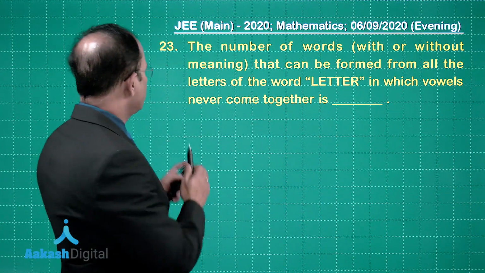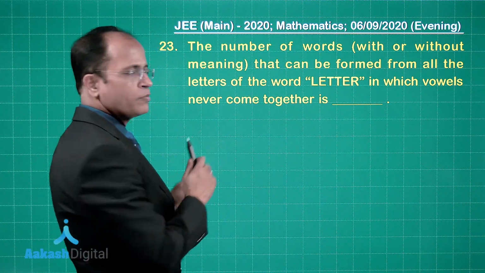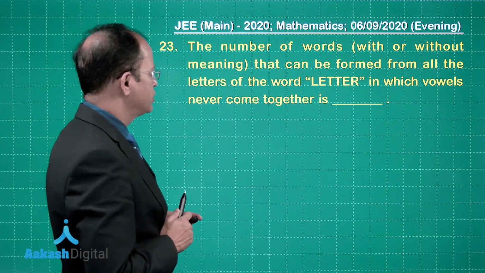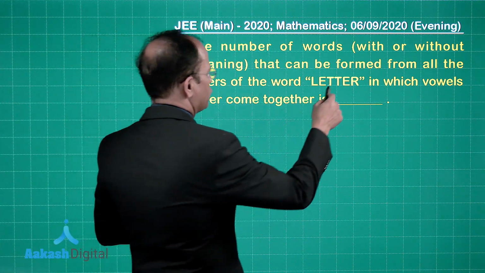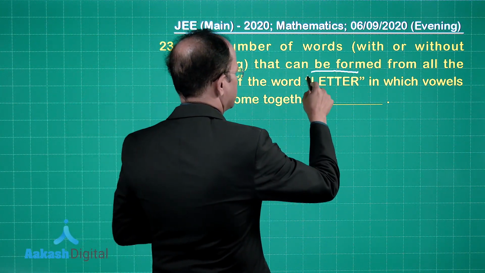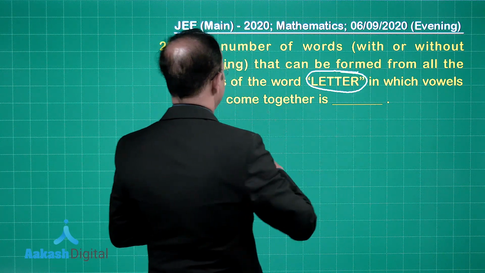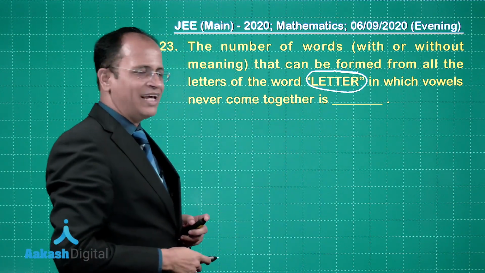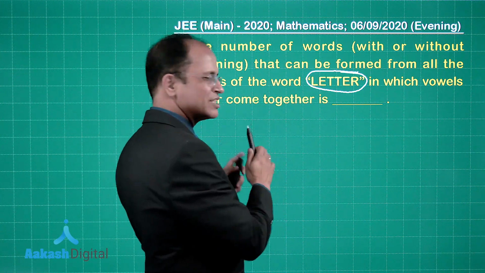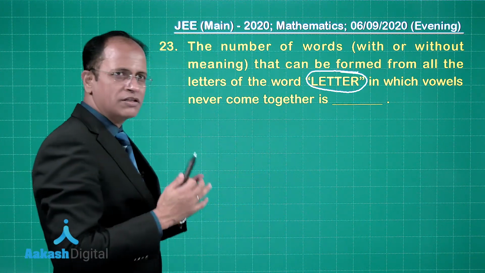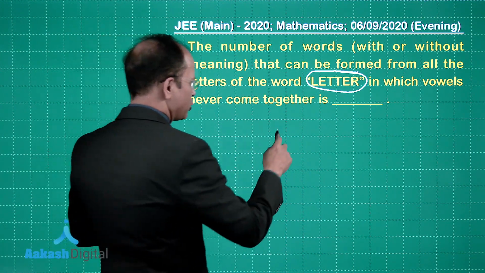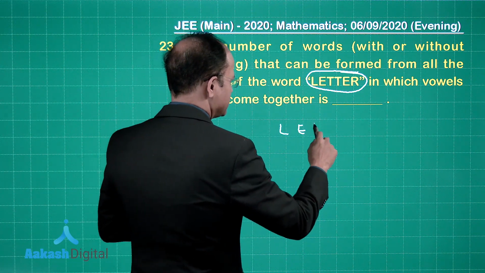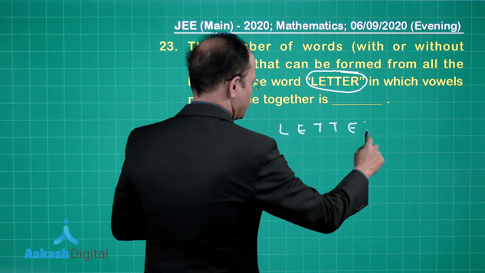Now friends, let's talk about question number 23. This is a problem based on permutation and combination, and you have to find the number of words from the letters of the word LETTER in which vowels never come together. So vowels never come together means we are talking about, first of all, let's write LETTER, right? This is what we have.